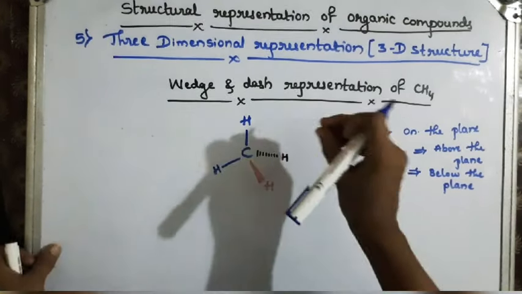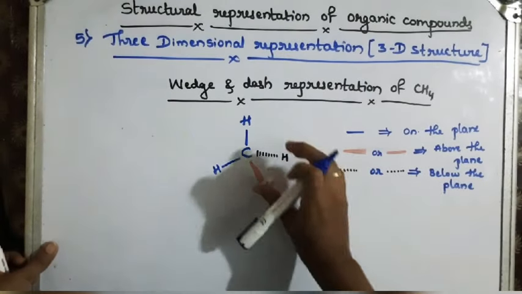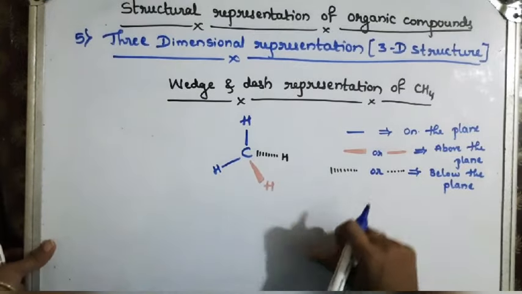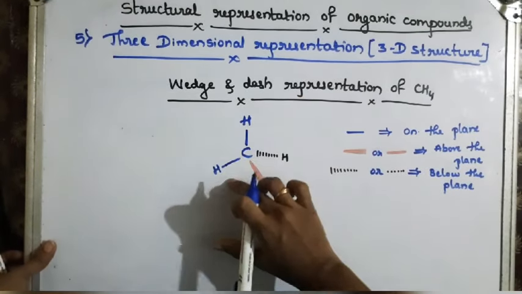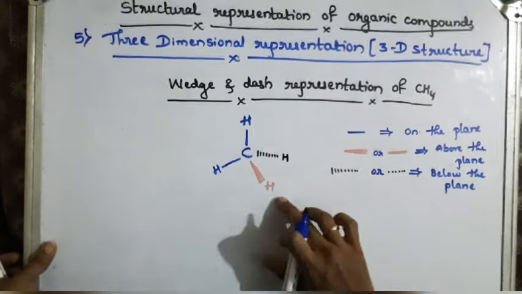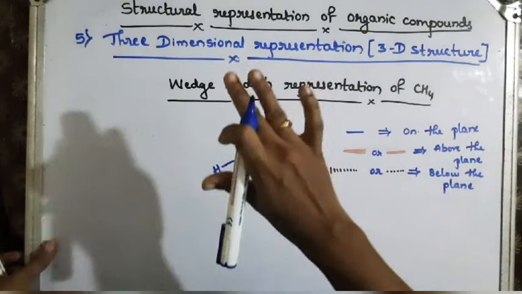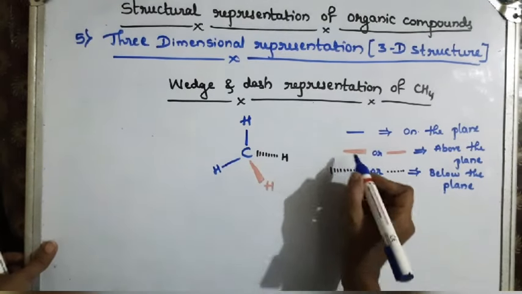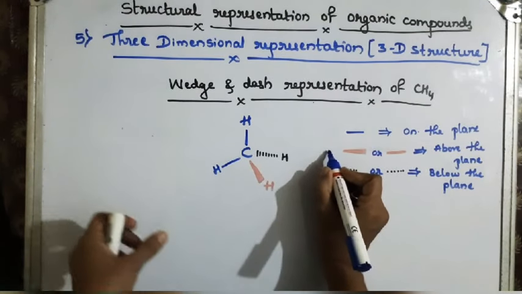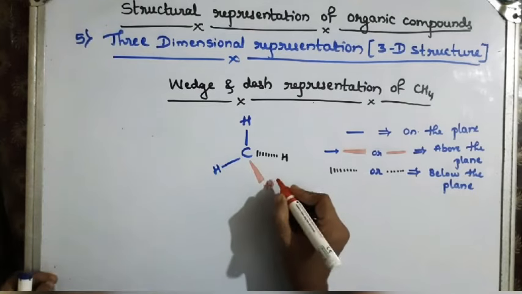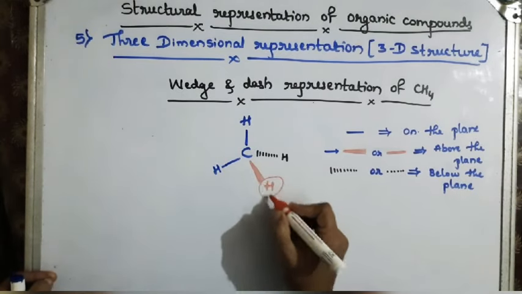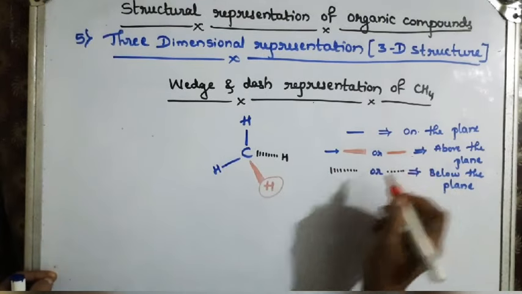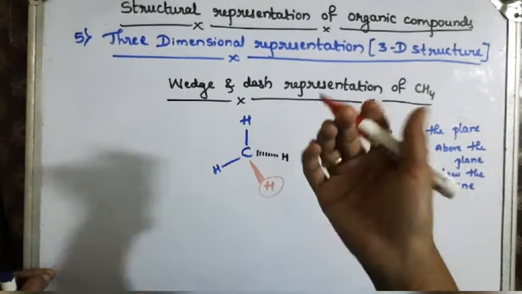So when it is a three-dimensional methane molecule, there are totally 4 hydrogens, and in those 4 hydrogens, 2 hydrogens will be in one plane, and one will be above the plane, the other one will be below the plane. So the one which is above the plane is shown by the solid wedge. See here, this is the solid wedge. This hydrogen which I have shown in the solid wedge is a triangular solid wedge, or you can write a thick line. So it is above the plane.